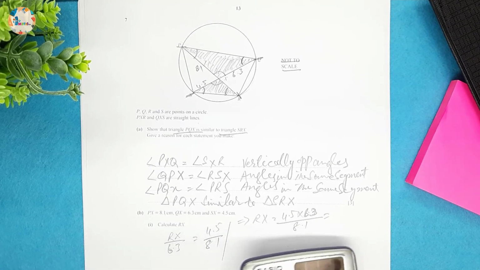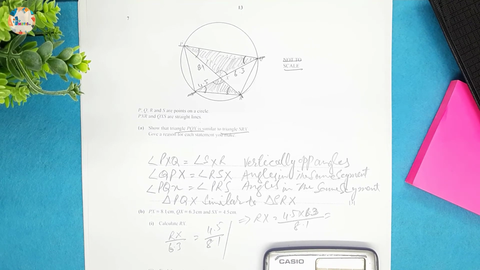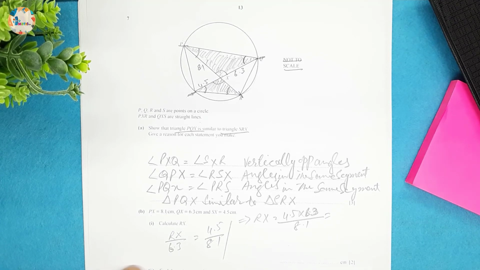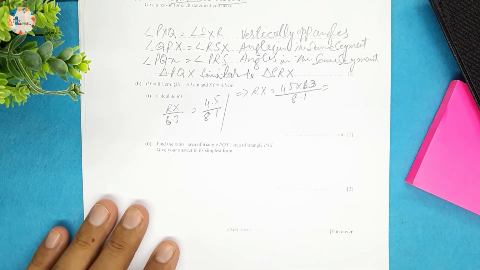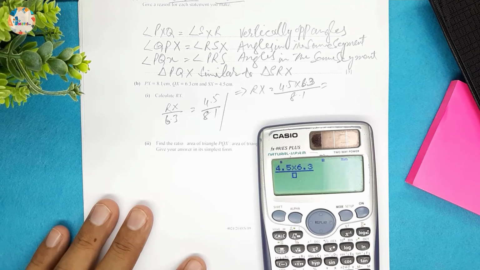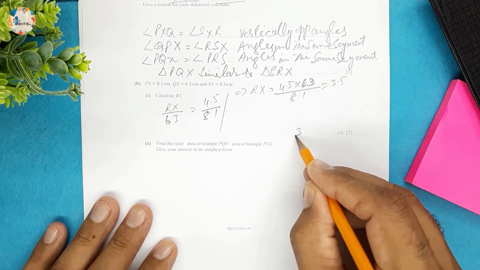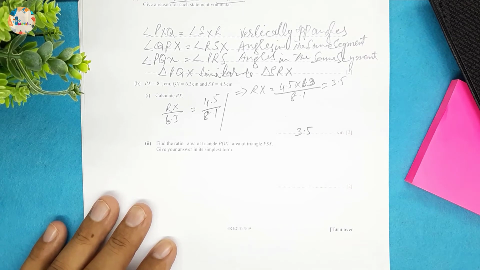So this one will be 4.5 into 6.3, and I will move the page above and the calculator over here. 4.5 into 6.3 divided by 8.1, and this will result in 3.5. So 3.5 centimeter will be our answer.